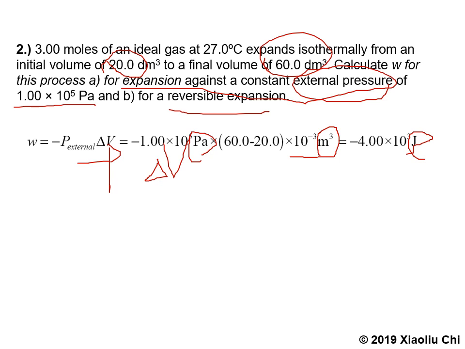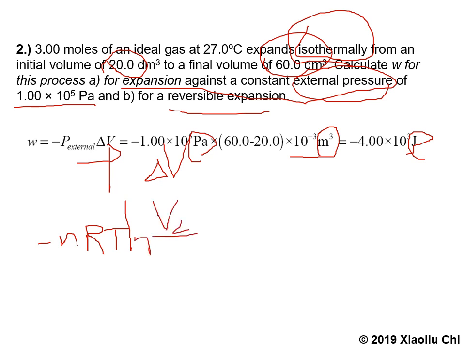For B, reversible, and we also see this is isothermal. So whenever it's isothermal reversible, the work is negative nRT ln V final over V initial. Okay, remember, constant temperature, reversible process. The work is this equation. So remember, negative nRT ln V2 over V1.